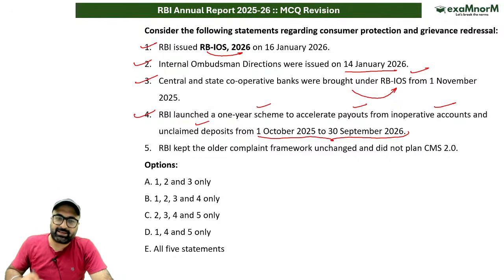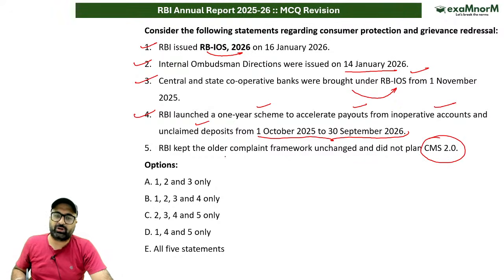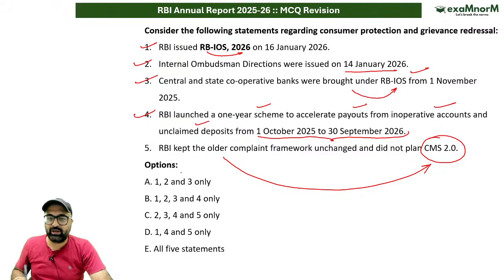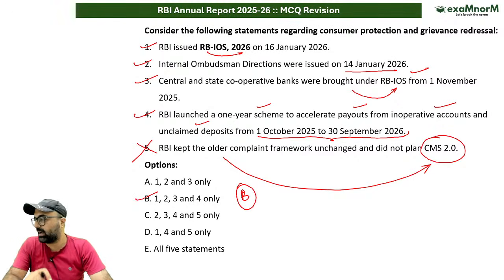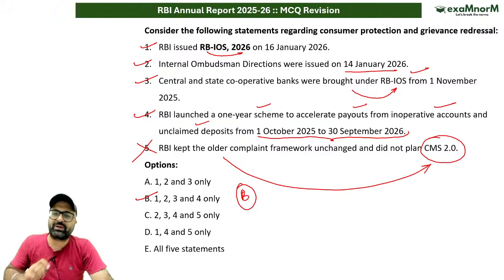Socho. Next, RBI kept the older complaint framework unchanged. No sir, this is wrong. RBI has now updated the older complaint framework to a new one, that is CMS 2.0. This is correct. So answer is going to be B option. 1, 2, 3, 4 are correct. My question is very obvious, guys.